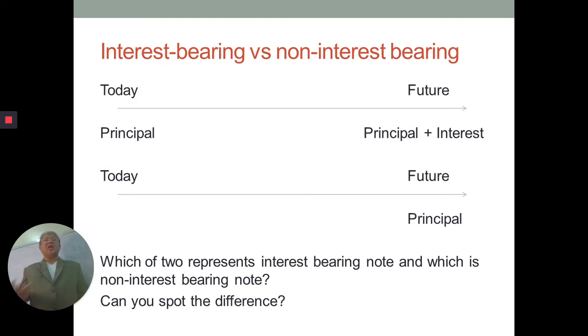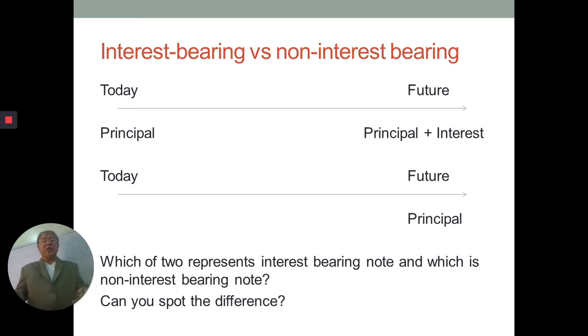I'll give you 2 seconds to think about it. Okay, so what is your answer, guys? Scenario number 1 is what? If your answer is that scenario number 1 is the interest-bearing note, your answer is correct. If your answer is that number 2 is the non-interest-bearing obligation, then your answer is correct. So you can now spot the difference between the interest-bearing and the non-interest-bearing, and that is why we have to find the present value of the obligation.